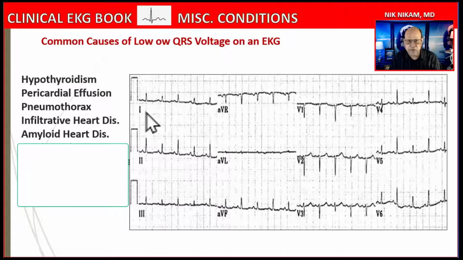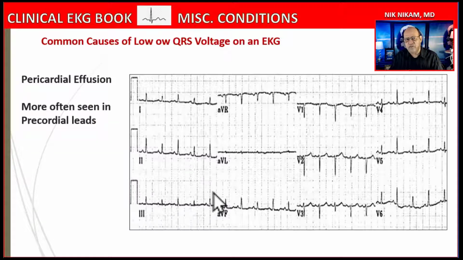It can also be seen in patients with pneumothorax. It is seen in patients with infiltrative heart disease such as amyloid. So the most common cause is pericardial effusion, and electrical alternans is seen more frequently in the precordial leads.